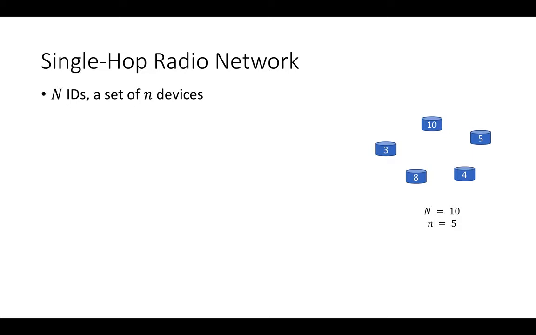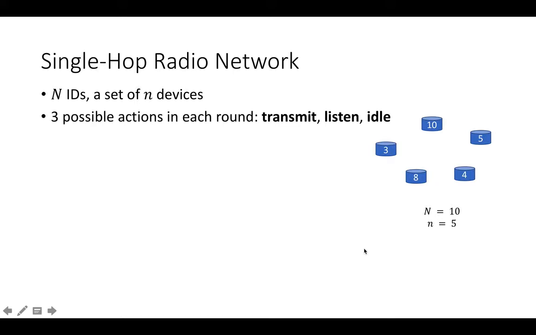We use capital N to denote the number of possible IDs, and we use lowercase n to denote the number of devices. In this illustration, we show an example of a single-hop radio network where the ID space is 10, and there are 5 devices present in this instance. We assume that time is divided into discrete slots, and communication proceeds in synchronous rounds. In each round, each device has 3 possible actions. It can either transmit or listen or stay idle.